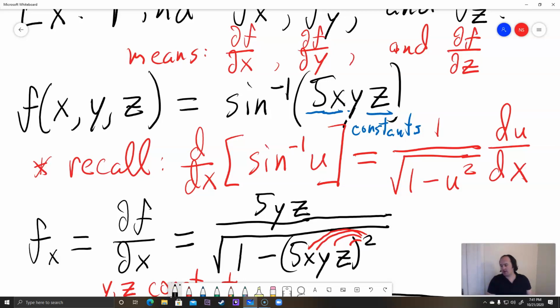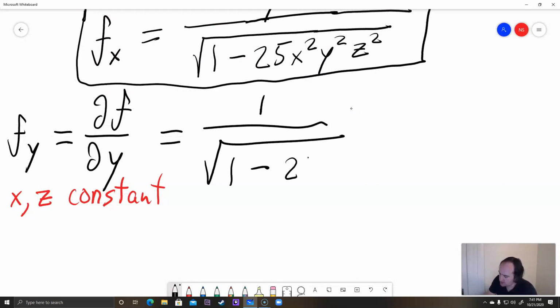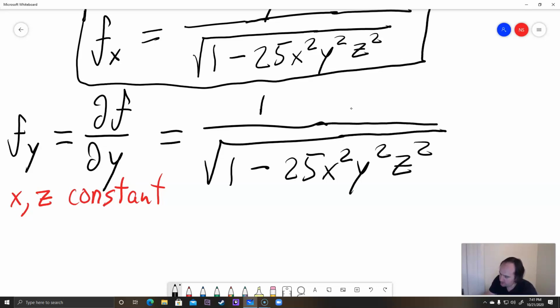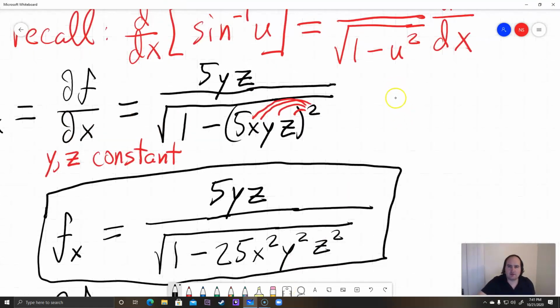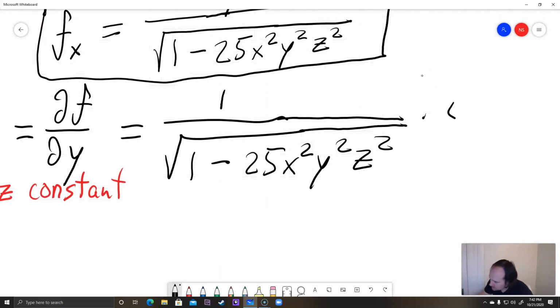So once again, we're going to be using the chain rule. So the derivative of sine inverse is 1 over the square root of 1 minus u squared. So we're still going to have 1 over the square root of 1 minus u squared, which is still 25 x squared y squared z squared, right? Because u is still that 5xyz. And then we have this times the derivative of the inner function. So times the derivative of 5xyz, where x and z are constants. So what's going to go away is the variable, which is y. So we're going to be left with the constants, which is 5xz. Okay, so we're going to have this whole thing times 5xz.